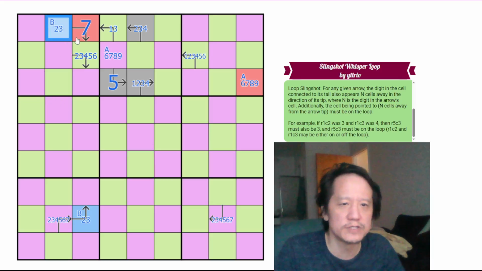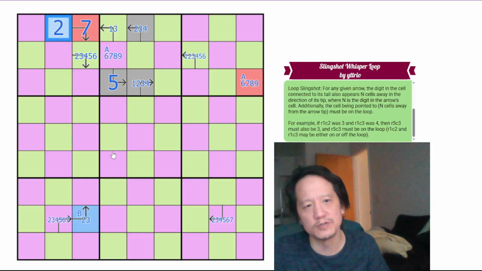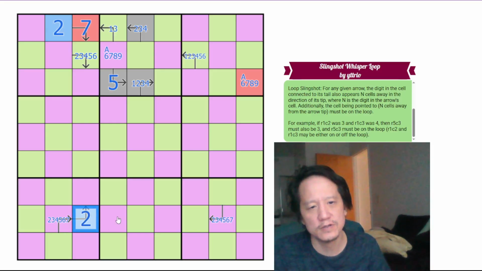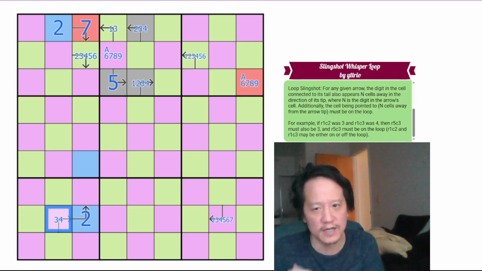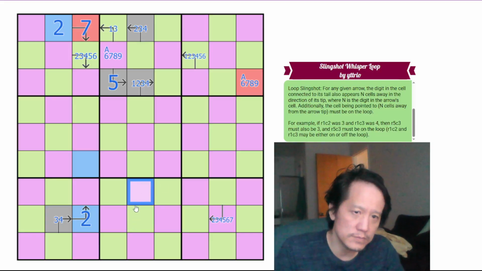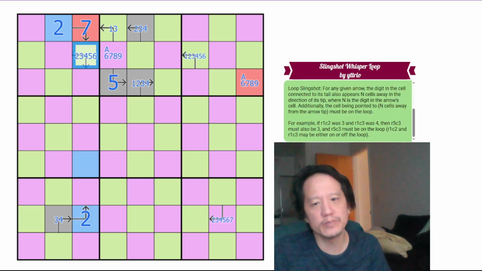Oh, it's next to a 7 on the German whisper line. So this must be 2. So this is 2. Which means this is on the loop. So this is low, which means this is a low digit. It cannot be 2. And this has to be 3 or 4, so this is not on the loop. This can't be 2 anymore.